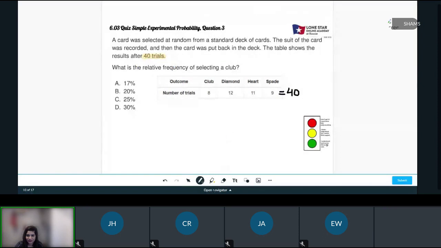What is the relative frequency? It is just another word for probability. What is the relative frequency of selecting a club? And club happened 8 times. So we can just say, okay, 8 out of 40 tries was club. And we can change it to a percent, right? By simplifying by 4.